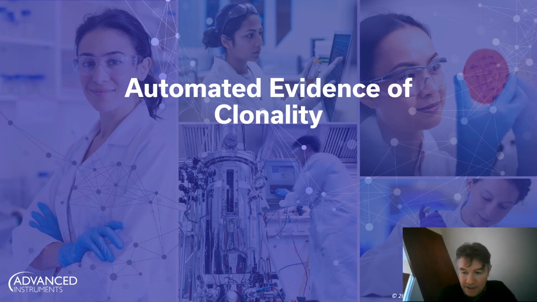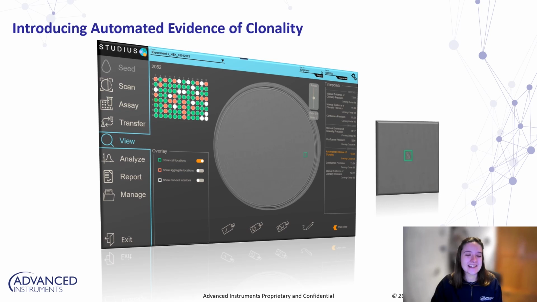So having described the process today, I'm now going to hand over to Anna Davidson, and Anna is going to explain how the artificial intelligence neural network was created and trained to bring about the automated evidence of clonality feature. Over to you, Anna. Thanks, Paul.